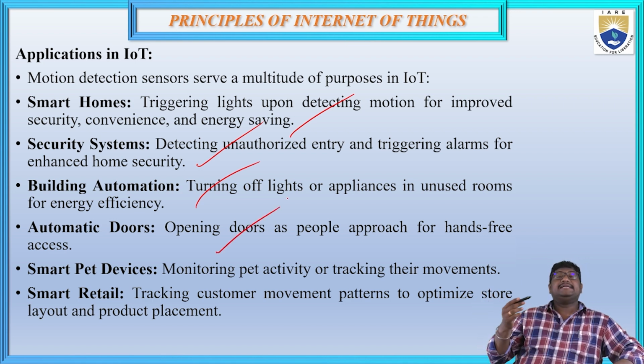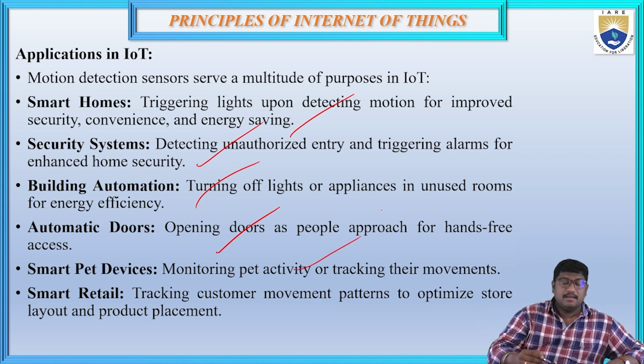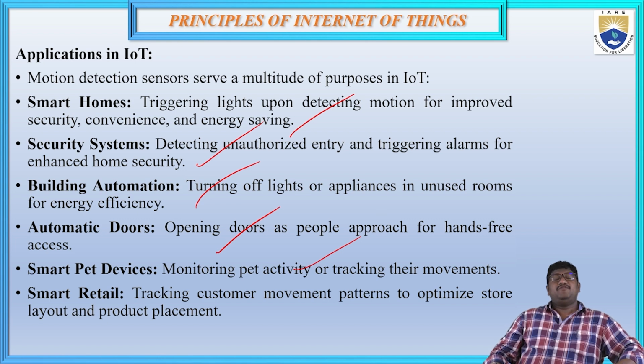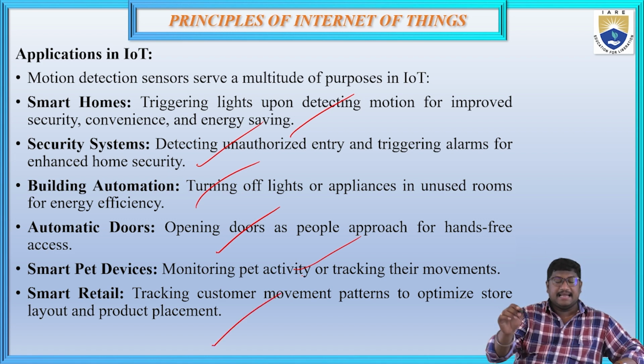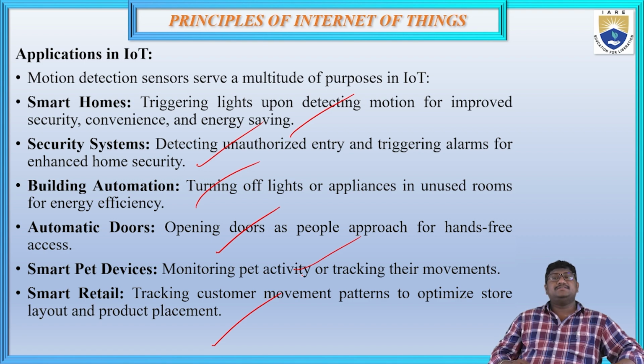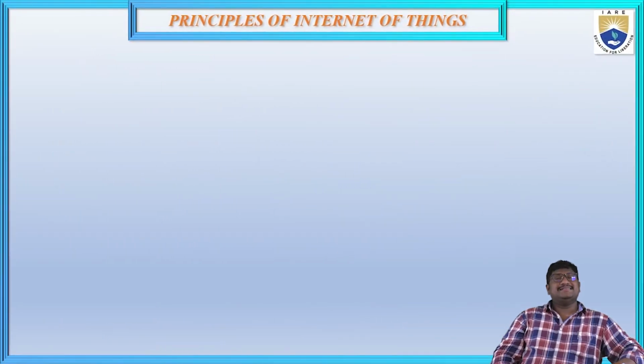Automatic doors: by detecting motion, the door opens automatically when people approach, giving hands-free access, which matters nowadays due to factors like corona. And for smart pet devices, for monitoring pet activity or tracking their movements easily, this motion detection sensor is most helpful. And in smart retail, we use these motion detection sensors for tracking customer movement patterns to optimize store layout and product placement.